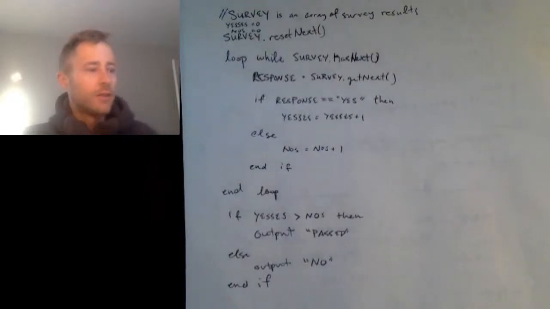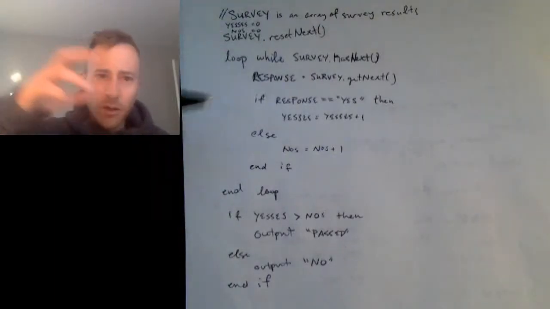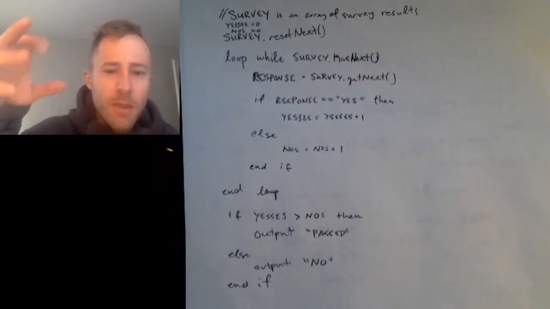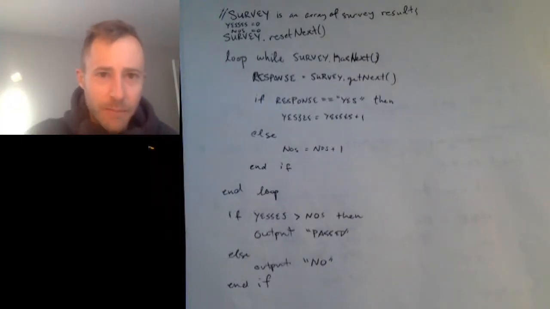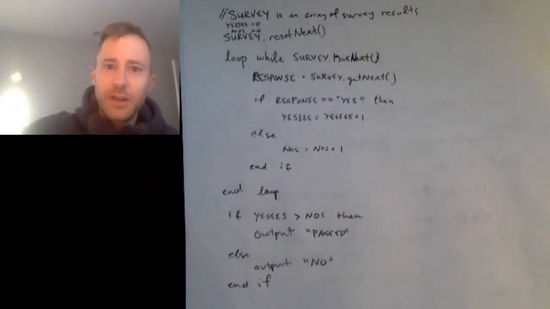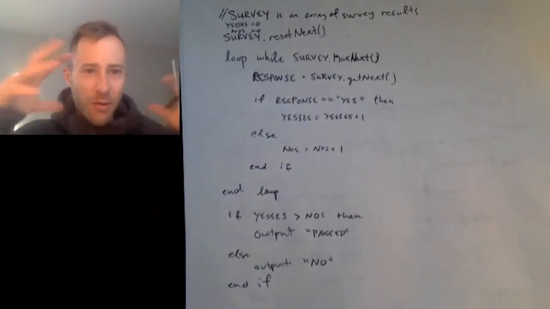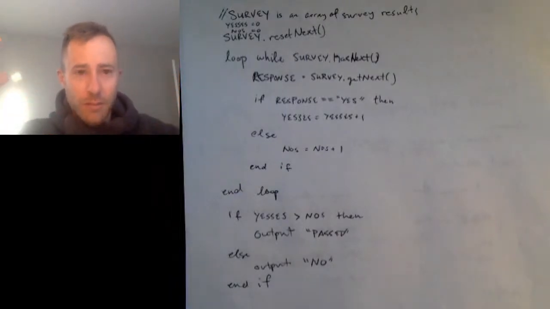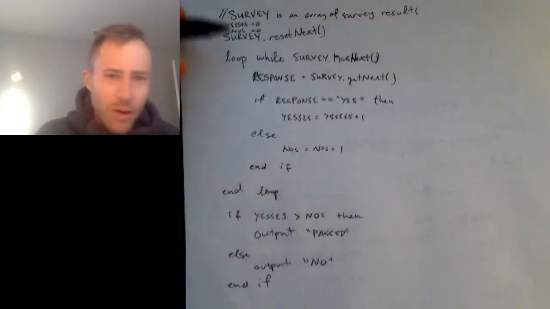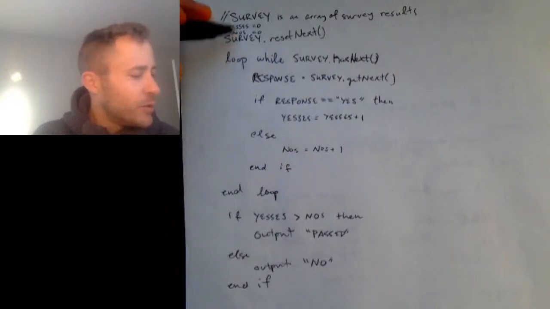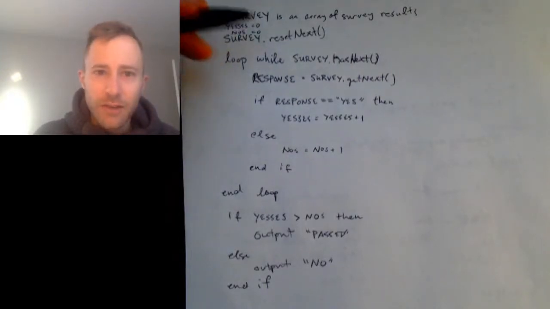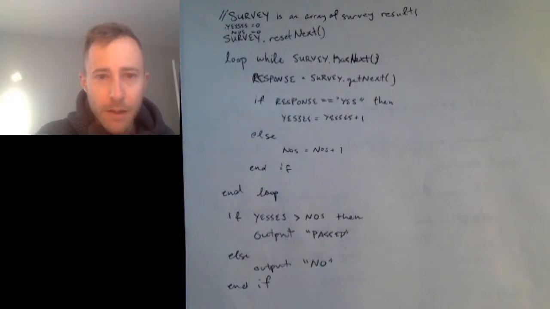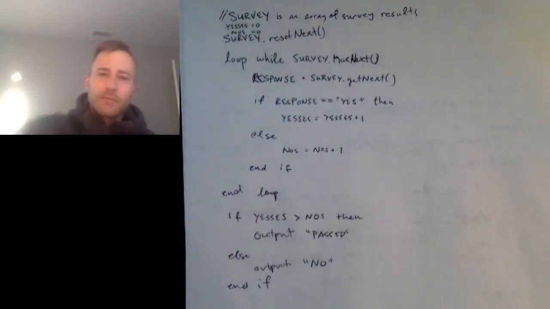Basically what I want to do is iterate through the array, count up all the yeses, and count up all the nos. And then I want to compare them. If the yeses are more than the nos, then it passes. So first of all, I'm going to define some variables, yeses and nos, and I set them both equal to 0.